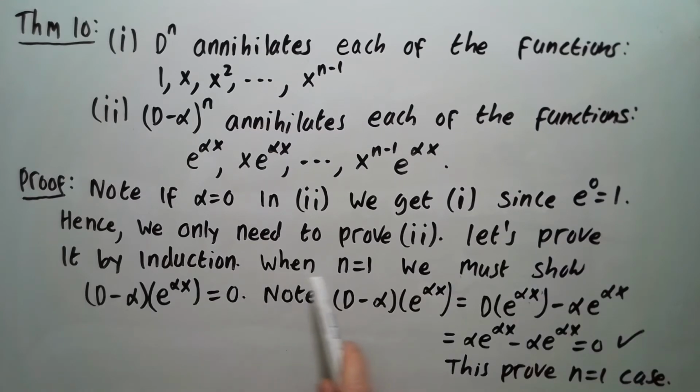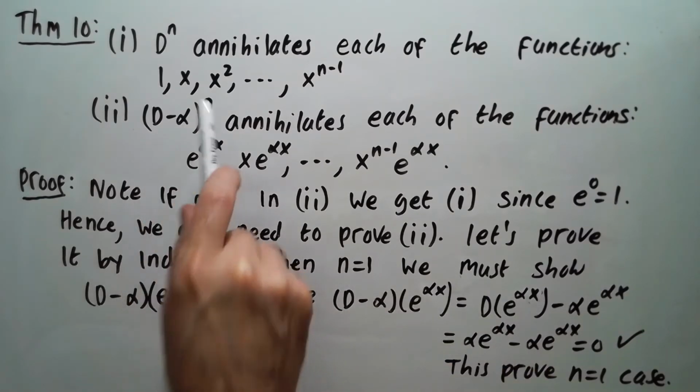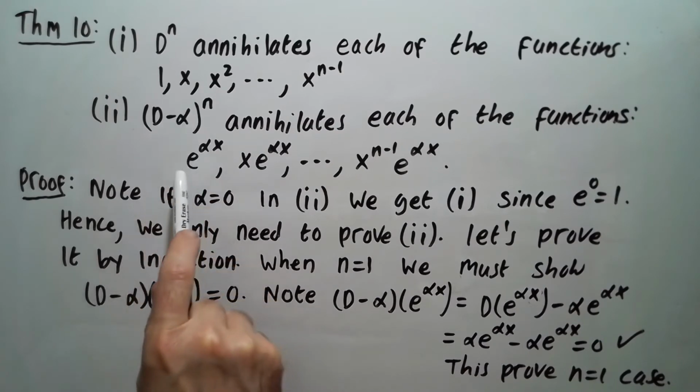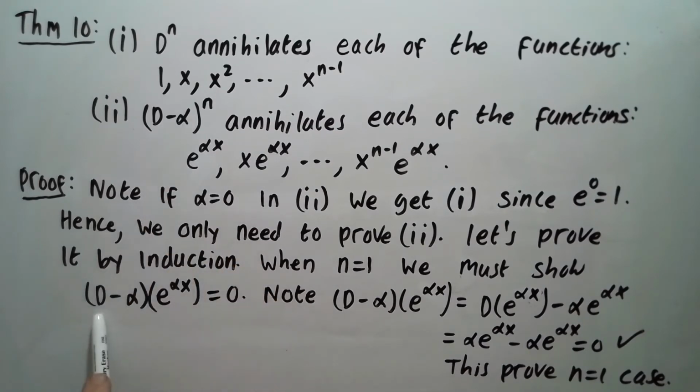Okay, so I'm going to prove the n equals 1 case. So when n is 1, we just need to show that d minus alpha annihilates e to the alpha x. So we need to show this.